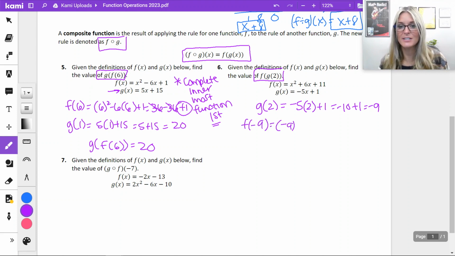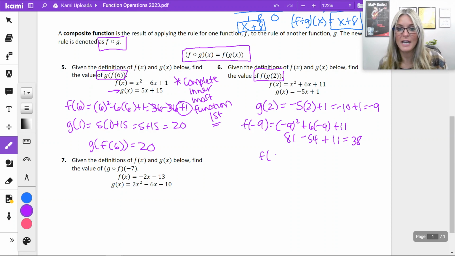We have negative 9 squared. Be careful here, right? All of negative 9 is going to be squared. 6 times negative 9 plus 11. So negative 9 squared is what? Positive 81. 6 times negative 9 is going to give us negative 54 plus 11. Simplifying all of that is going to give us 38 would be our final answer. The notation they used, f of g of 2 is equal to 38. Forgot one of my parentheses there.